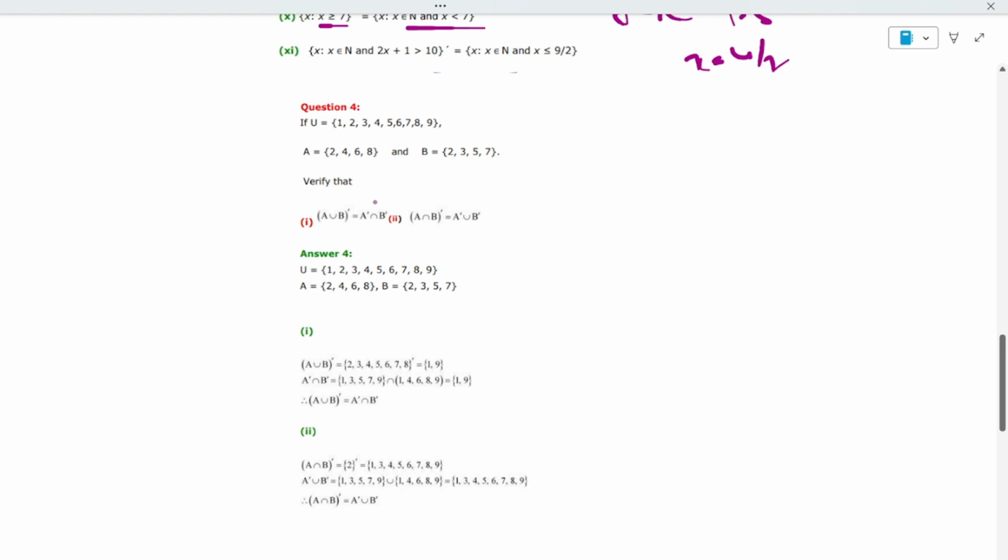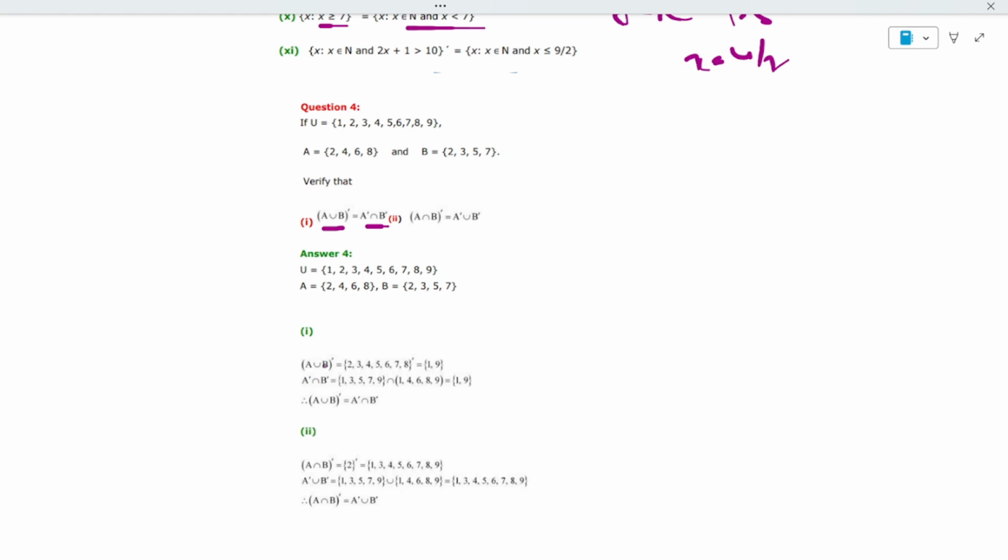Now let's see the fourth question, that is, verify whether (A union B) whole complement equals A complement intersection B complement. That means first you find A union B, then you take the complement. Next, you find A complement and B complement individually. You will get two sets, and you have to do the intersection, that means find the common elements. If they both are equal, you write equal.